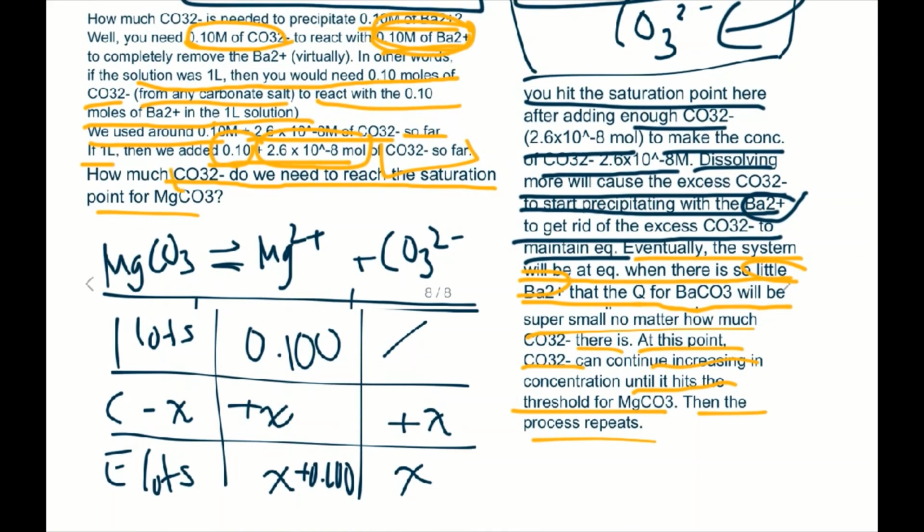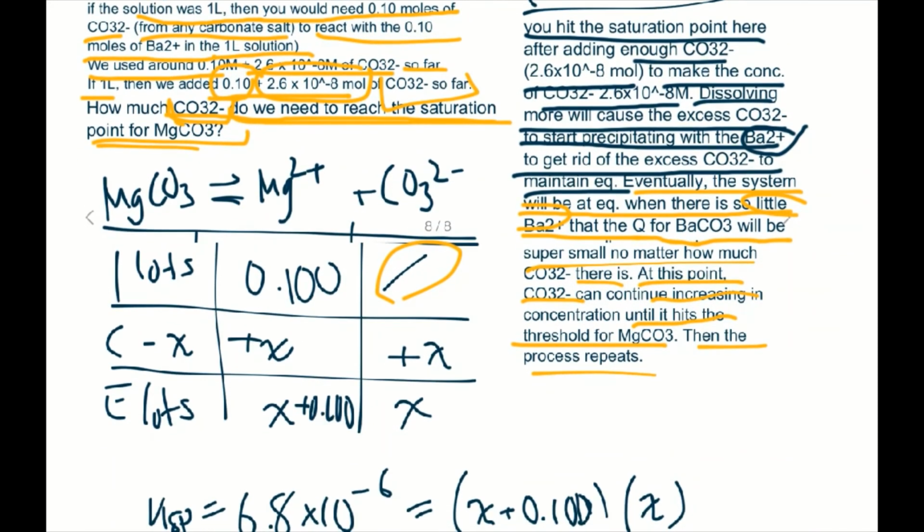How many moles or molar of carbonate do we need to reach the saturation point for magnesium carbonate? So let's just pretend that there was no carbonate to begin with, or there's a tiny amount that was left over after it reacted with all of the barium 2+, but we will ignore that for now, and we will consider it to be almost nothing. So we have lots of magnesium carbonate, of course, and we have 0.1 molar of magnesium ions, and we essentially have no molar of carbonate.